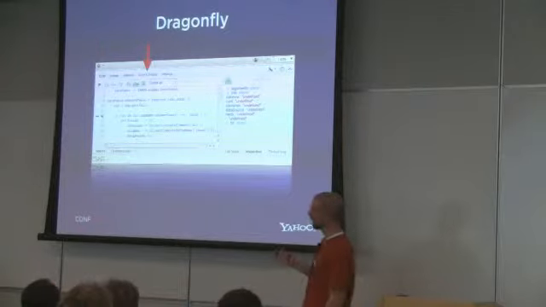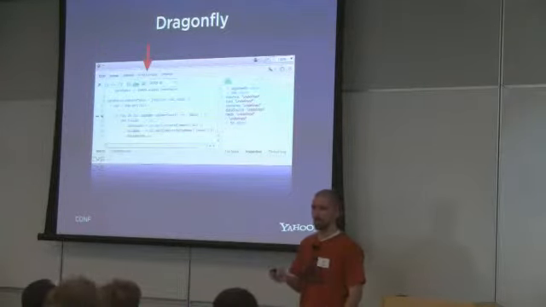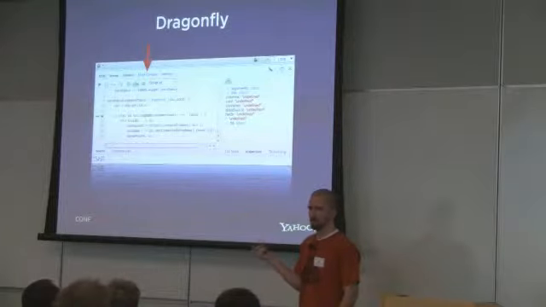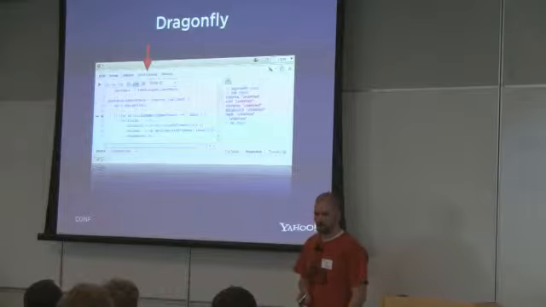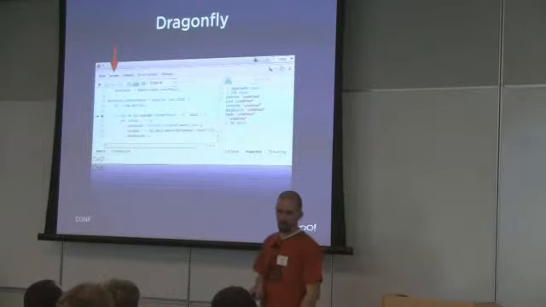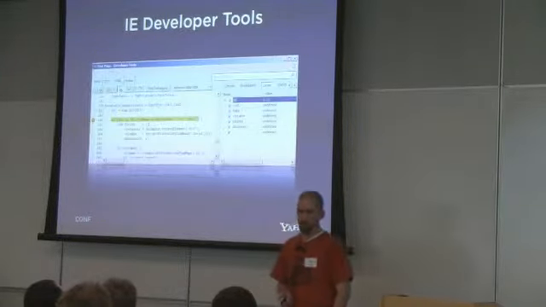In this case, the DOM inspector is actually what we would think of as the HTML inspector in Firebug or the Elements inspector in Safari Web Inspector. Error console is your console, and the Scripts tab for doing your debugging.